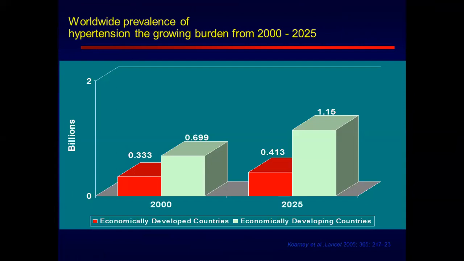The economic status of the country also has its impact on the prevalence of hypertension. This is the year 2000 and this is the year 2025. This red is the economically developed countries, high socioeconomic status. In gray, the low socioeconomic status or economically developing countries. You can see the difference as expected in the year 2025, and the prevalence of hypertension will be as much as this compared with this in economically developed countries.